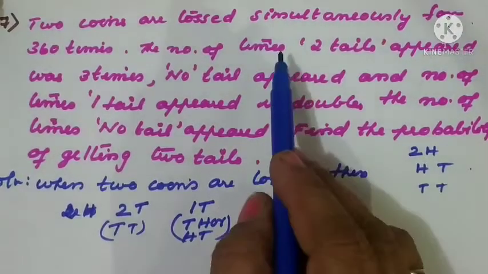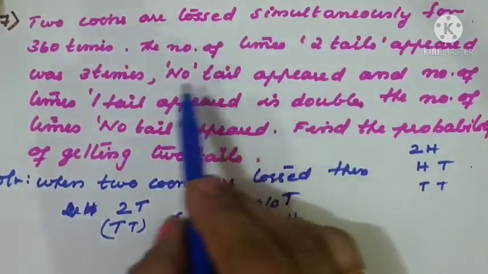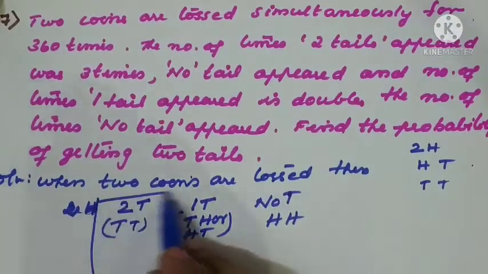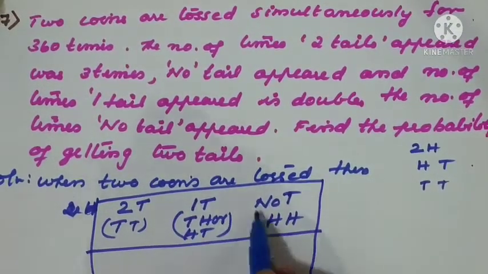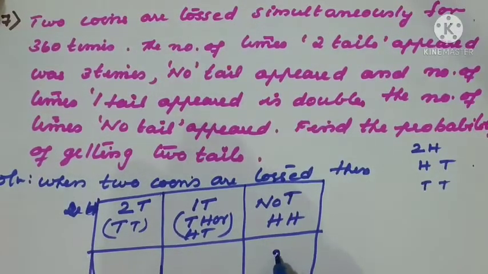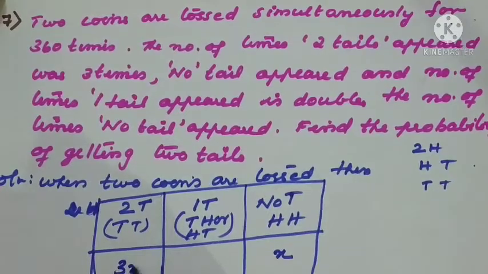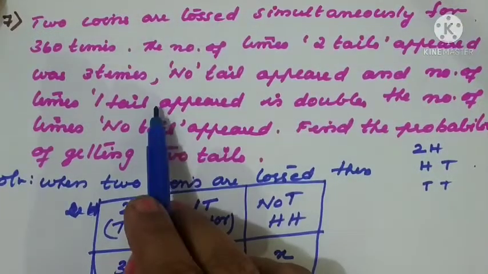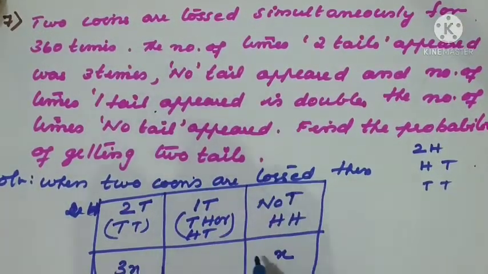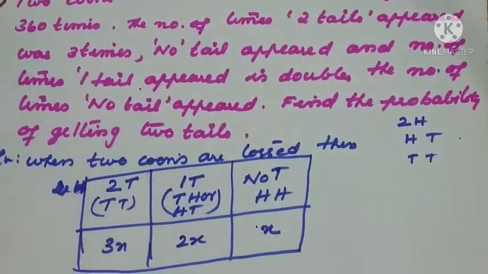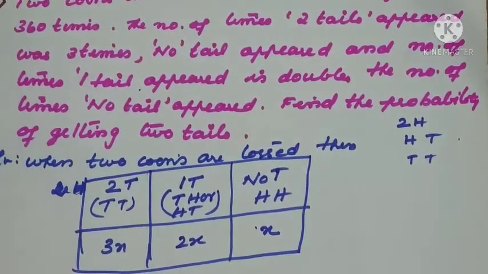So now what is the situation? They are telling that number of times two tails appeared was 3 times no tail. So no tail, let us take that as x. When we take no tail appeared as x, then two tail will be 3x, because two tails appeared was 3 times no tail. And similarly, one tail appeared is double the no tail. So if it is x, what we can say about one tail, that is 2x, right? This is the table we are going to get.